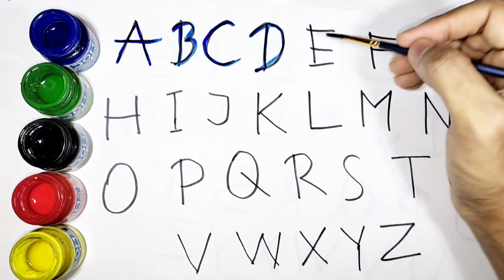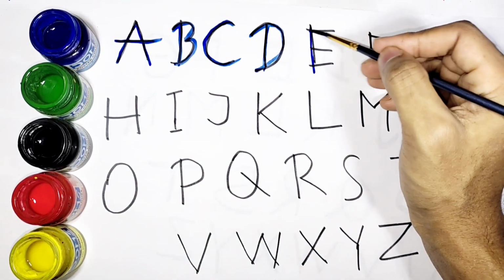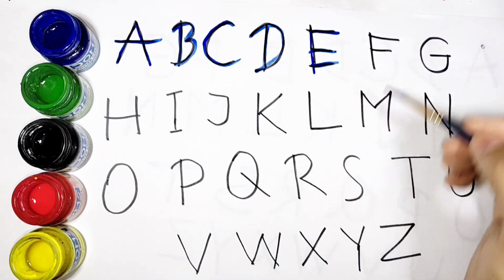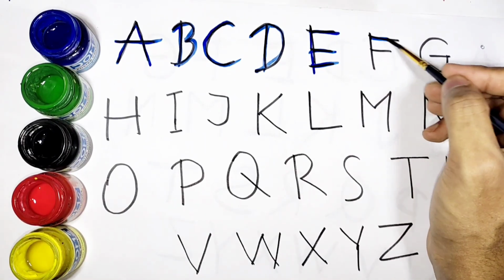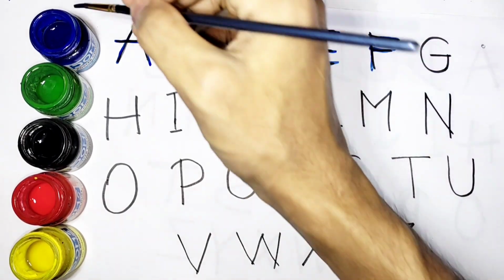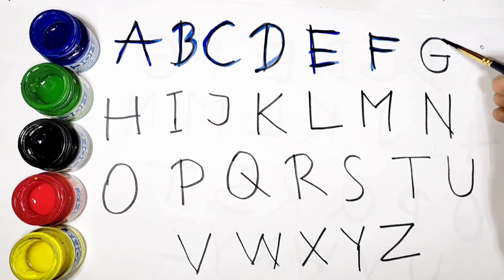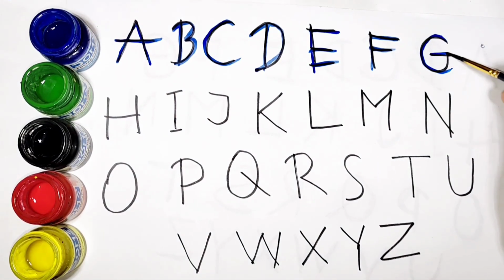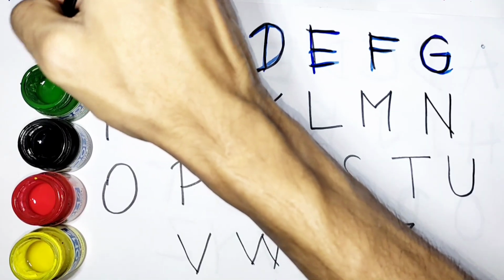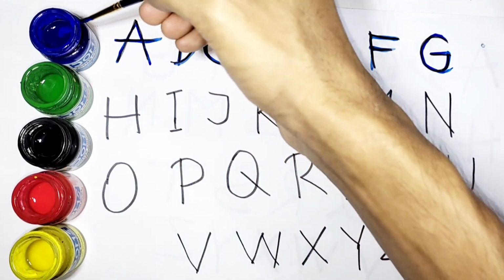And the next one is E. E for egg, E for elephant. The next one is F. F for fish, F for fan. And G for goat. Kids, the next one is H. H for hand.